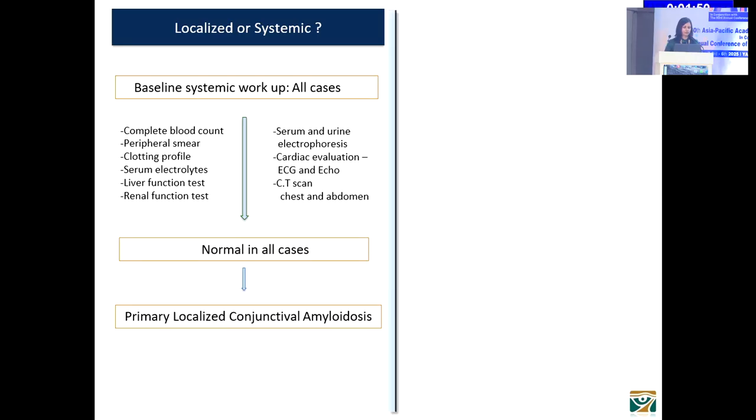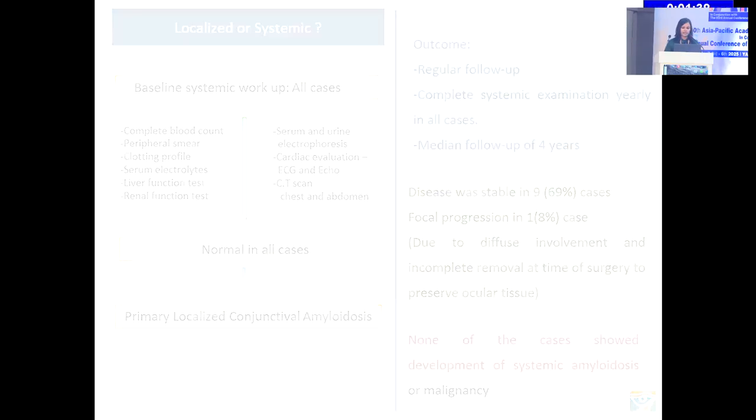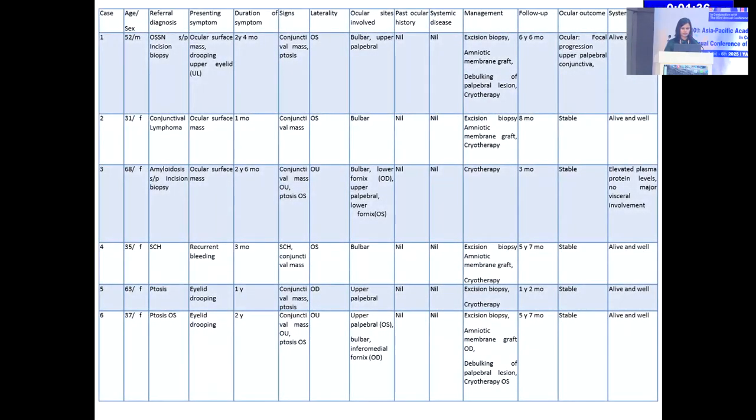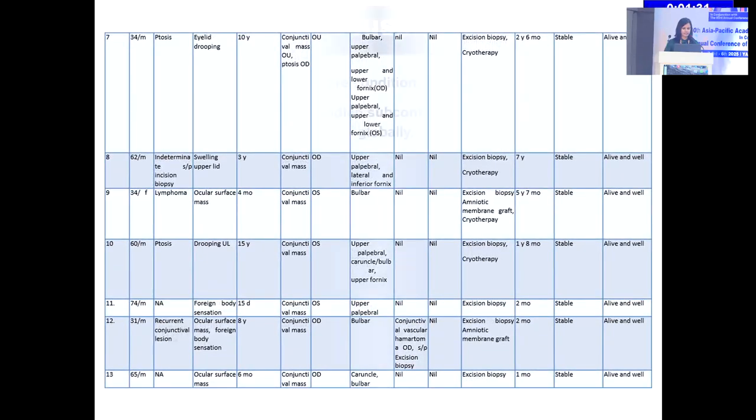For us, in all cases it was normal, hence proving it to be a primary localized conjunctival amyloidosis in all our cases. Regular follow-up was done, and only in one, where it was a diffuse lesion and could not be treated fully in the first setting, it progressed. So a good result after our treatment. This is just a review of all the cases that I have presented, the results.